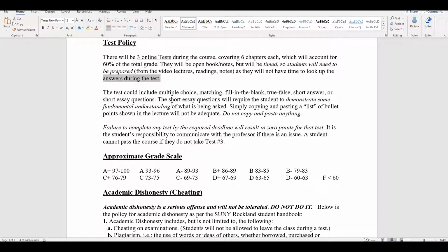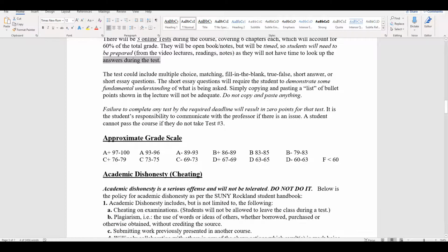If you're not prepared, you will not finish the test in the allotted time. The tests would include a variety of questions such as multiple choice, matching, fill in the blank, true, false, short answer. And every test will have a couple of short essay questions.